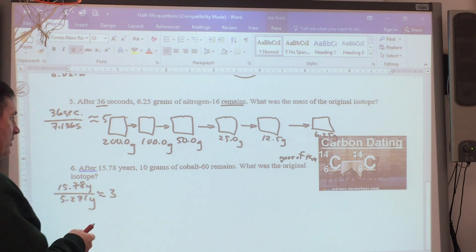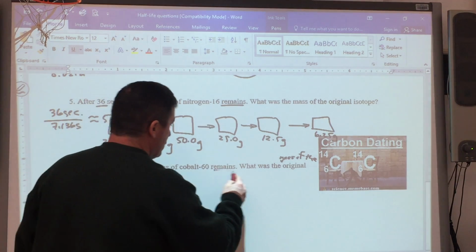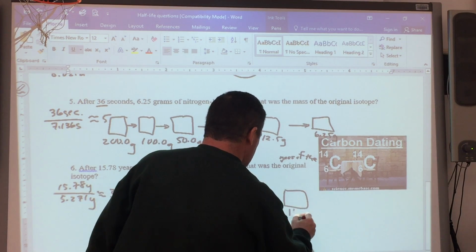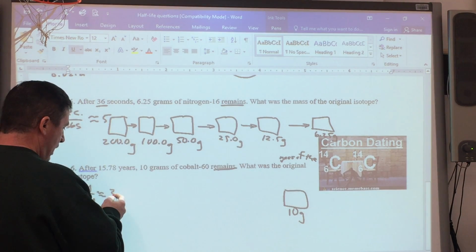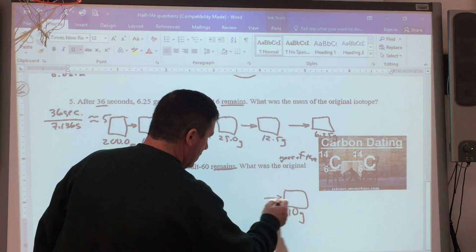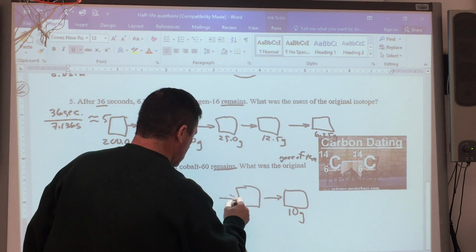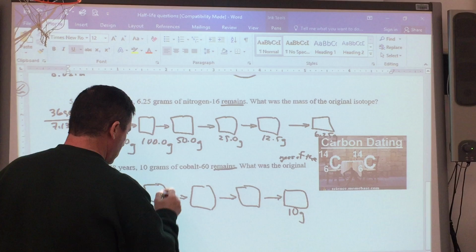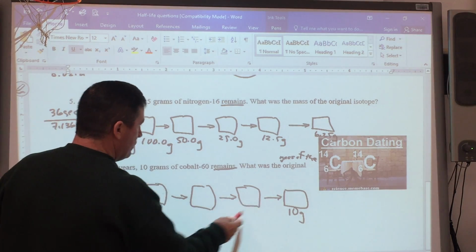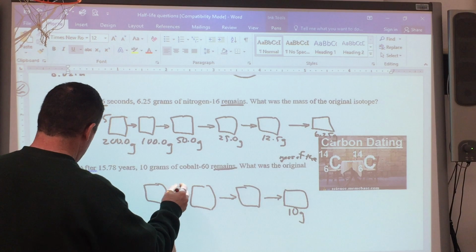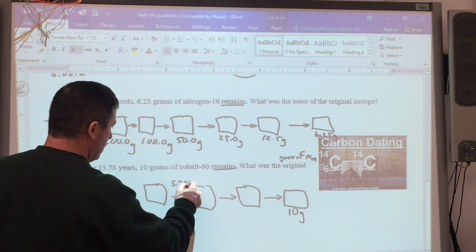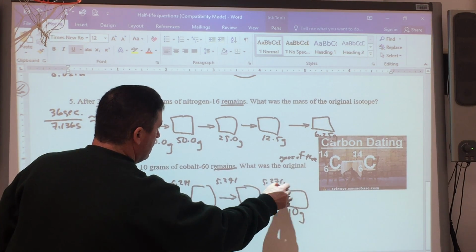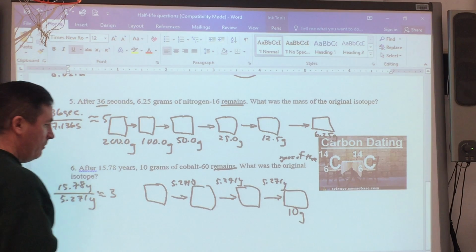Okay, so after that many years, 10 grams remains. So this is similar to this question. And I'm starting over here with 10 grams of the cobalt-60. I've got 3 half-lives, so I need 3 arrows. So there are my 3 half-lives. Each one of them is 5.271 years.